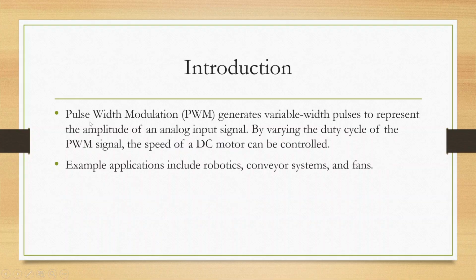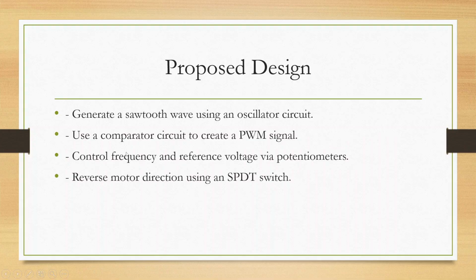So basically, what is a PWM signal? The PWM or pulse width modulation signal is a technique where the variable width pulses represent the amplitude of an analog input signal. By changing the duty cycle, we can control the average voltage delivered to the motor and so its speed. Basically, we can use these techniques in robotics, conveyor systems, and fans. So now let's jump into our design component.